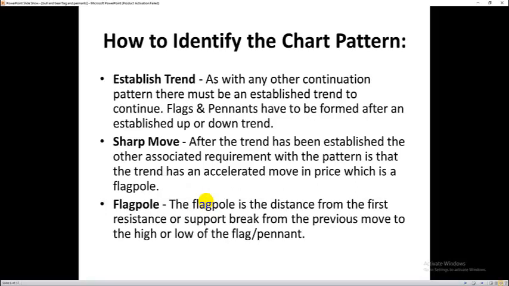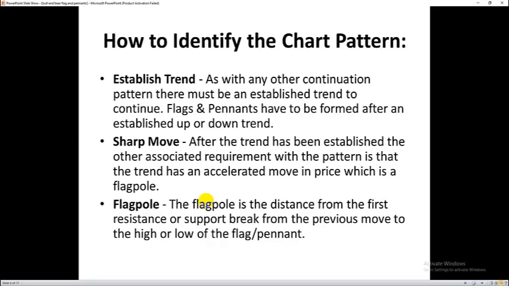Establish the trend. First of all, you have to establish the fact that you are in a trend, either a bullish trend or a bearish trend. As with any other continuation pattern, there must be an established trend to continue. Flags and pennants have to be formed after an established up or down trend. So let's say the market is dumping, it dumps to a particular state, it now rests, and now forms a flag or a pennant. Now that is a trend that has been established, which is that the market is bearish. So you are expecting it to continue the move down.